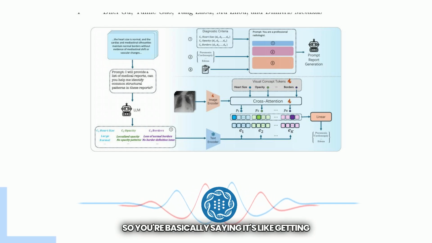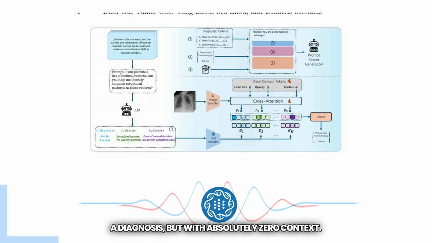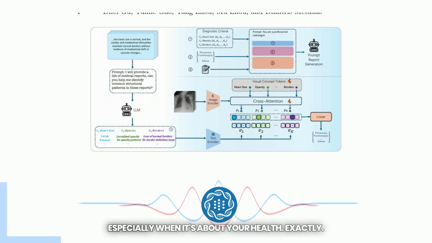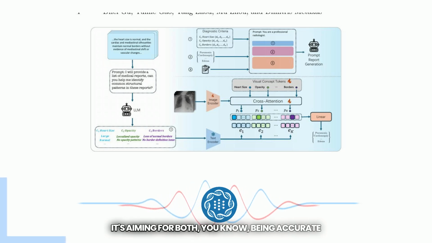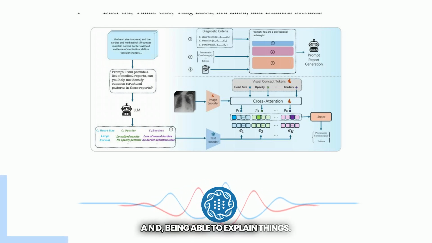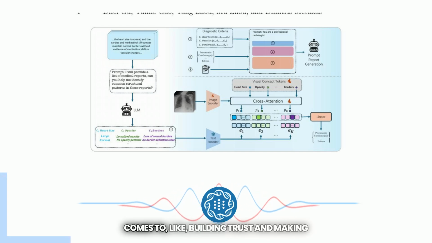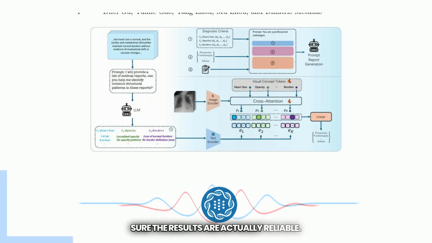So you're basically saying it's like getting a diagnosis, but with absolutely zero context. Not exactly reassuring, right? Especially when it's about your health. Exactly. And RadAlign is designed to solve that. It's aiming for both, being accurate and being able to explain things. That's a total game changer when it comes to building trust and making sure the results are actually reliable.